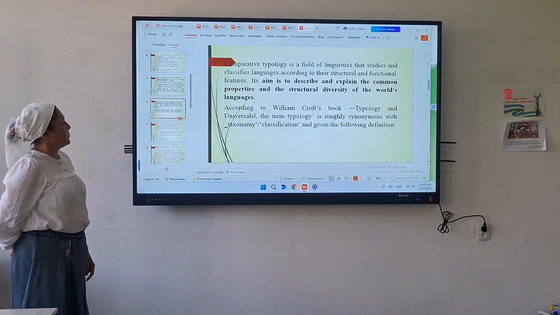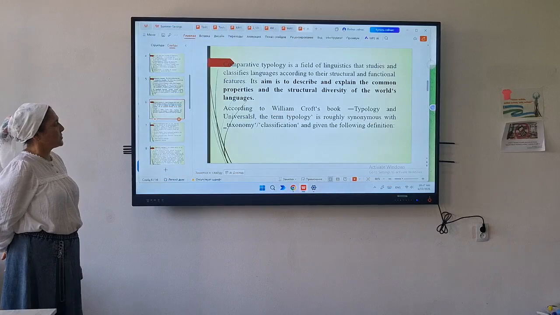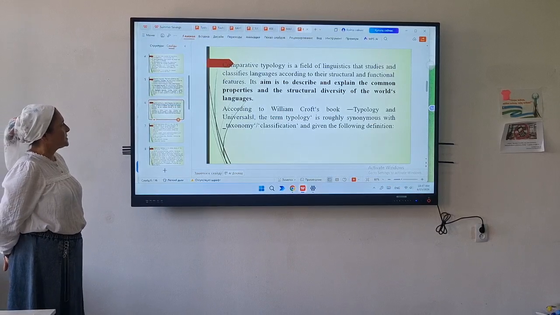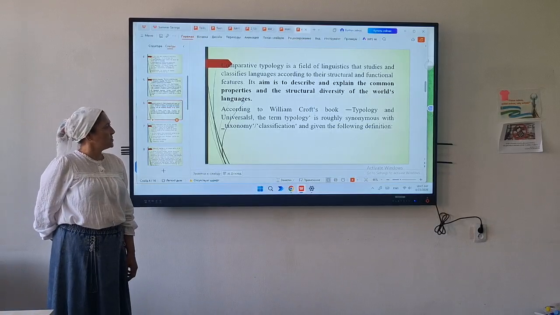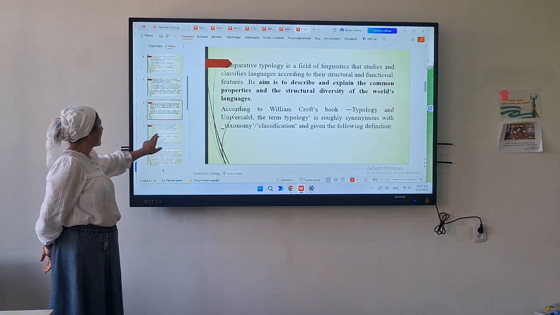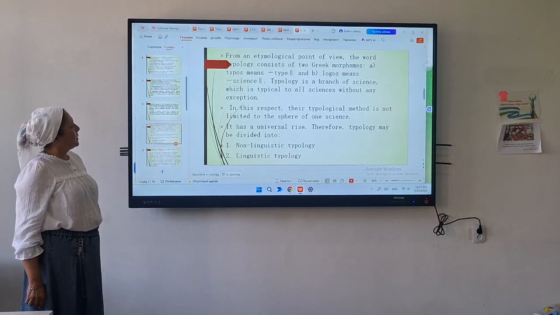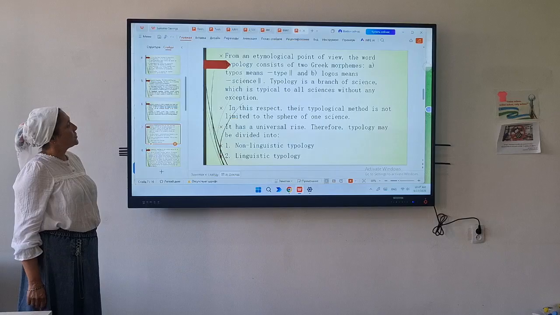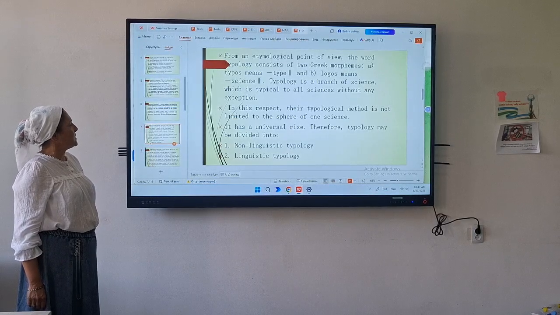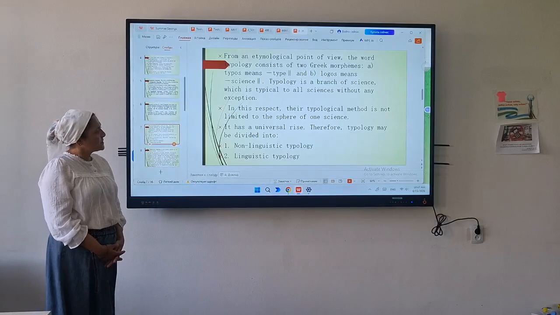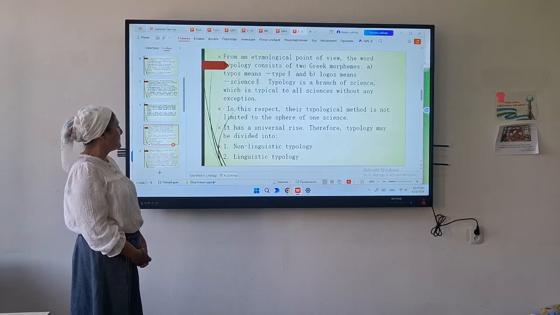So comparative typology is a field of linguistics that studies and classifies languages according to their structural and functional features. Its aim is to describe and explain the common properties and the structural diversity of the world's languages. From an etymological point of view, the word typology consists of two Greek morphemes: typos, which means type, and logos, which means science. In this respect, the typological method is not limited to the sphere of one science. It has a universal use.